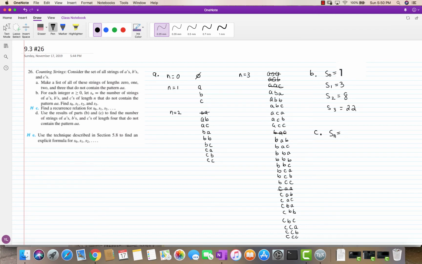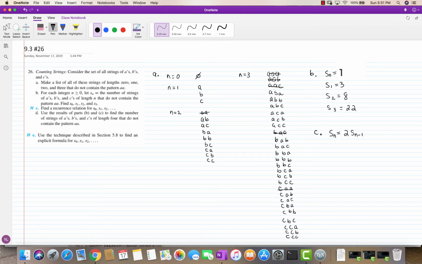The number of strings of length n that start with B or C is going to be 2 Sn minus 1, because you can tack either a B or C onto any length n minus 1 string and create a length n string that way. Now, if I want to count the number of length n strings that start with A, I have to be a little bit more careful, of course, because I don't want to produce a double A in the beginning.